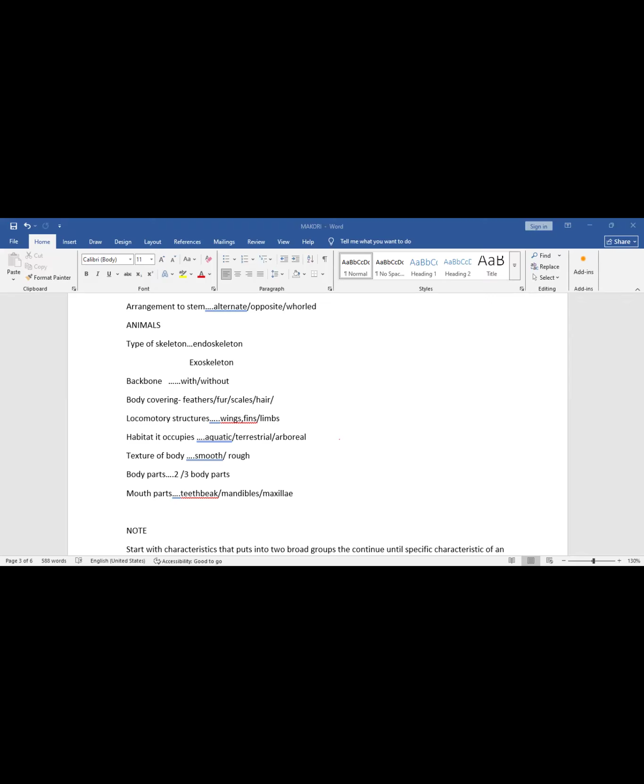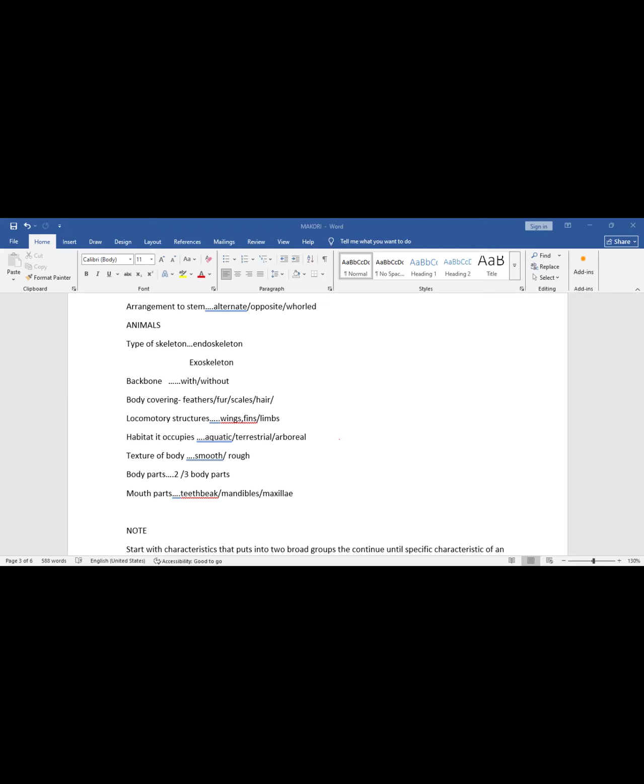Then we have got the texture of the body. On the texture of the body, we have got the smooth or the rough. Like now, if you hold a fish, its body surface is normally smooth. But if you hold, let's say, a tortoise, it is normally rough. So you can use the texture of the body surface to differentiate.